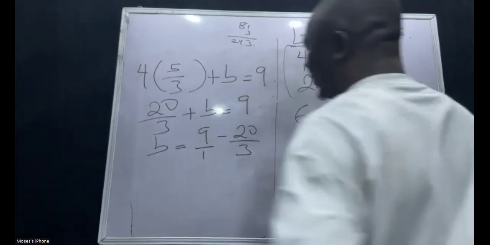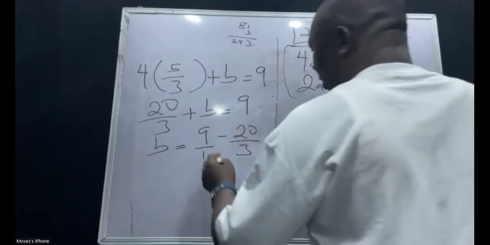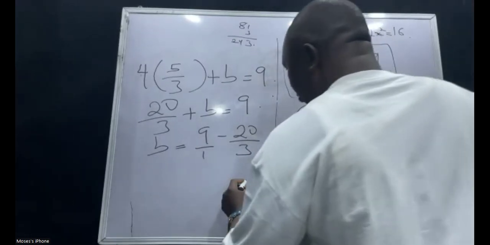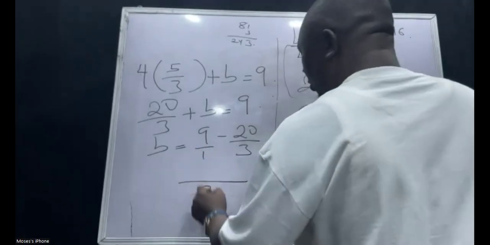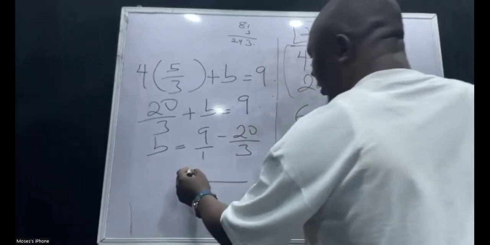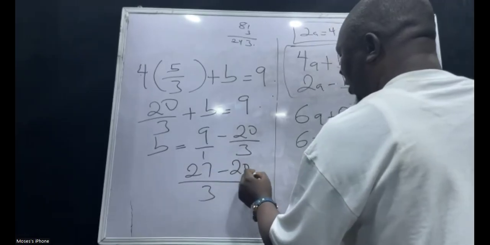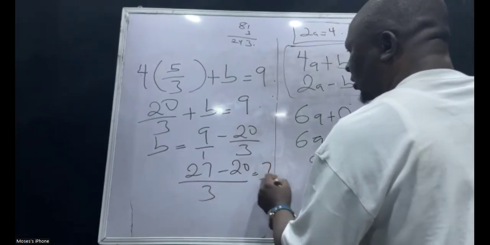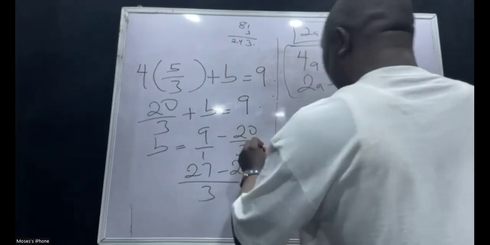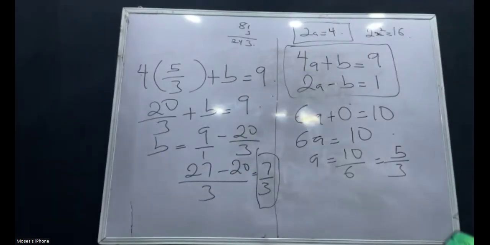Now, remember the fractions you were taught in our last class. Let's assume this is your 3. 1 goes here, 3 times 9 is 27, minus 20. You're going to have 7 over 3. Therefore, your B is 7 over 3. Well, I don't think there's an answer in this question, unless I'm not right in my calculation.